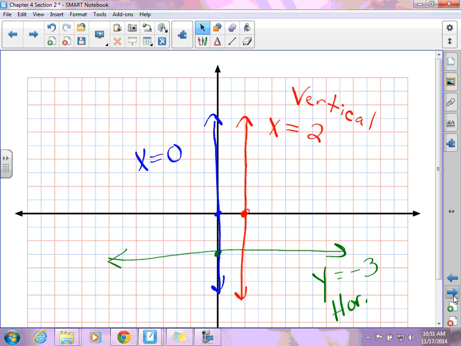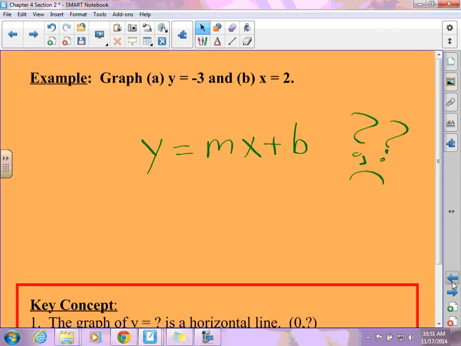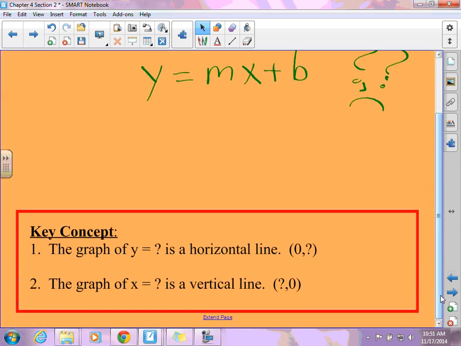Notice on the bottom here it says the graph of y equals is horizontal, and there's the ordered pair. The graph of x equals is a vertical line, and that's what the ordered pair looks like. That's the rule. You technically don't even have to memorize it. Right? And you're going to see it in geometry. You're going to see it in Algebra 2. You're going to see it in pre-calculus. You're going to see this a lot. So the sooner that you get this and remember it, the better you're going to be.